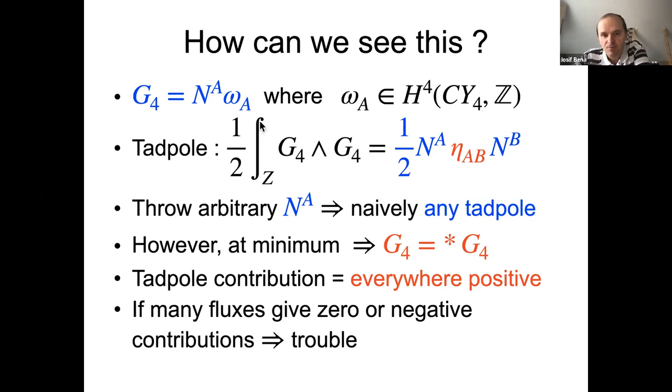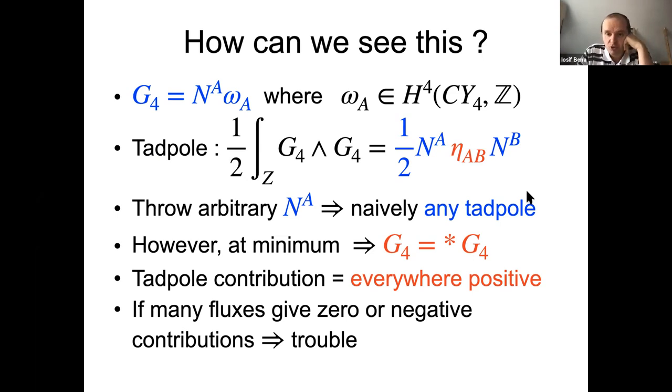And the tadpole is given by this integral, which is given by N_A times eta^{AB} times N_B. N_A is the flux number, the flux vector. Eta^{AB} is the intersection matrix. And again, N_B is the flux vector. So that's how the tadpole of this equation is. Now, as I said before, naively, you throw an arbitrary amount of flux. You throw any fluxes you want, and naively, you can get any tadpole you want.